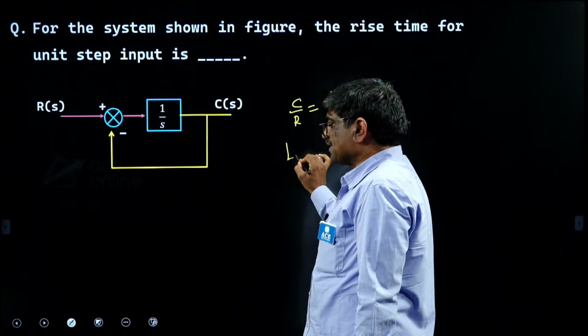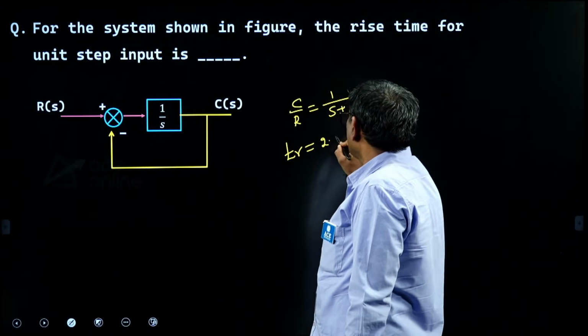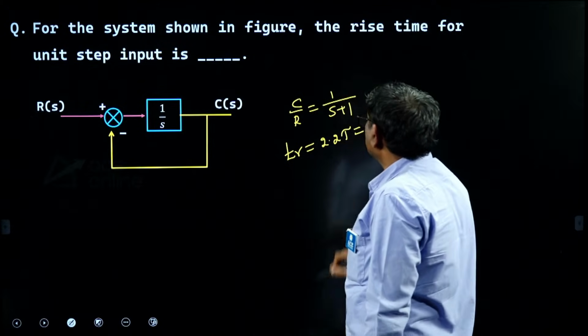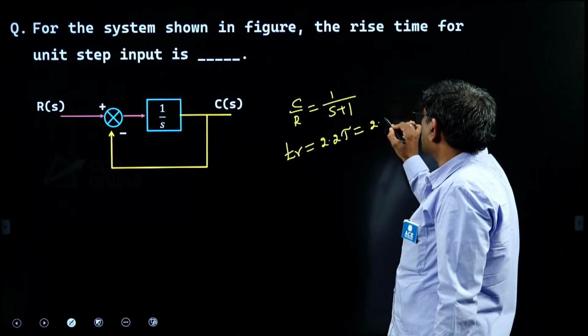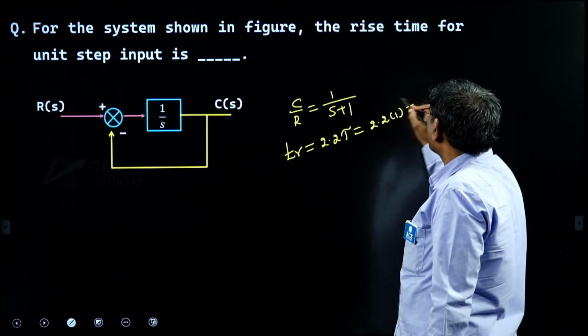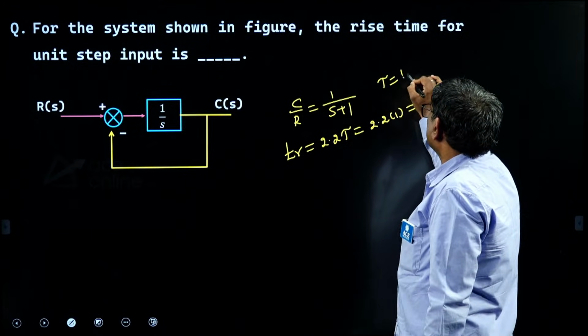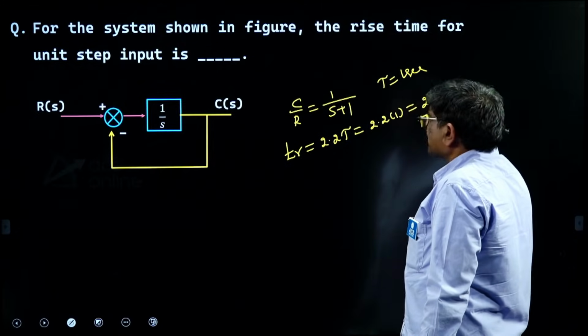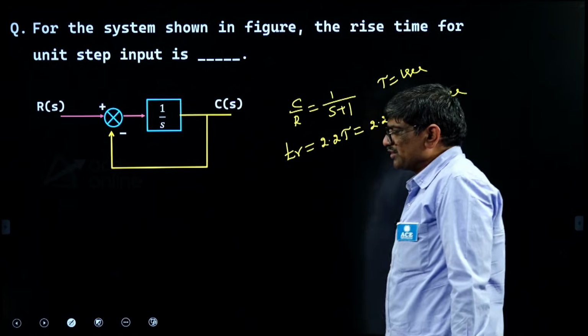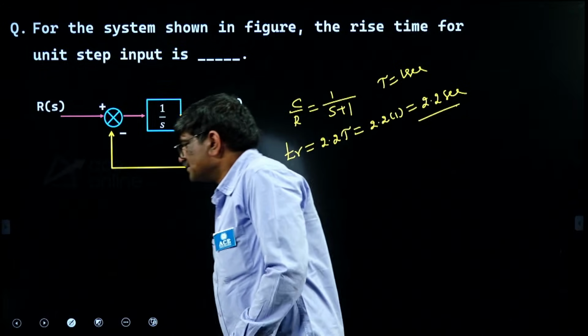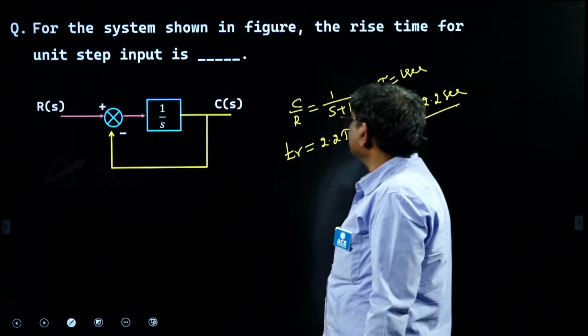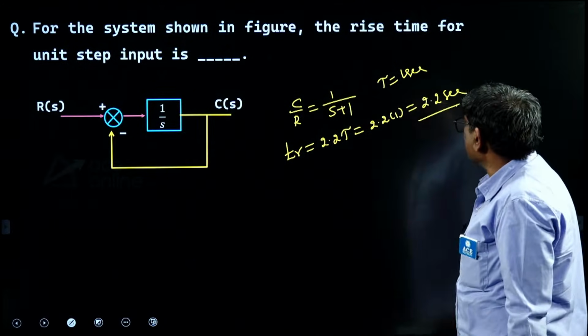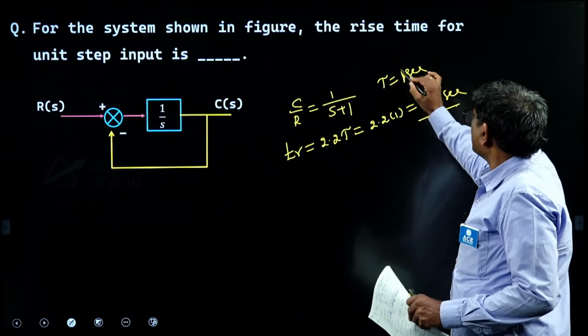So first order system rise time formula, remembered? 2.2 tau. So tau is 1. So 2.2 into 1, tau is 1 second. So that means 2.2 seconds. Rise time is simply 2.2 seconds. ठीक है ना? Not infinite. Tau is 1 second here.